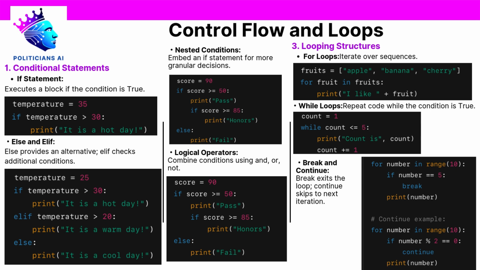While loops, on the other hand, are used when the number of iterations is not predetermined. A while loop continues to execute its block of code as long as a specified condition remains true.